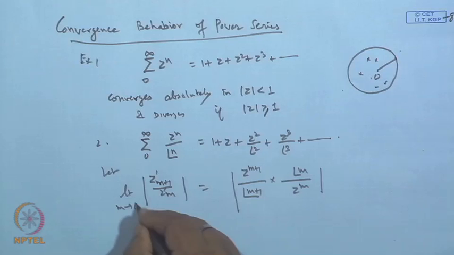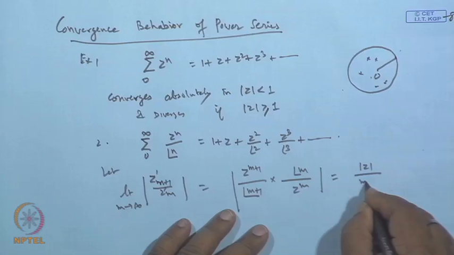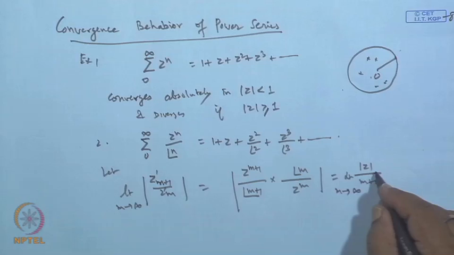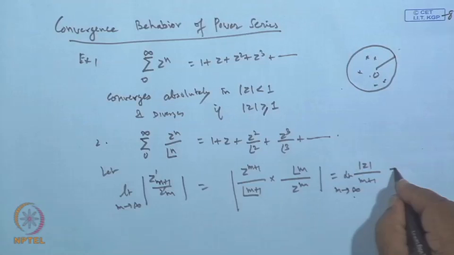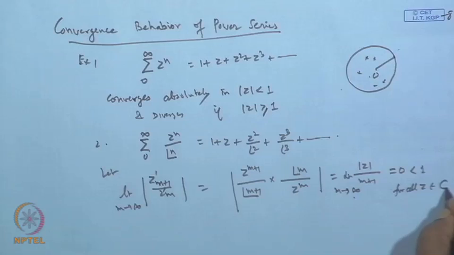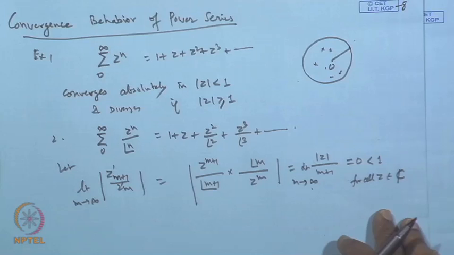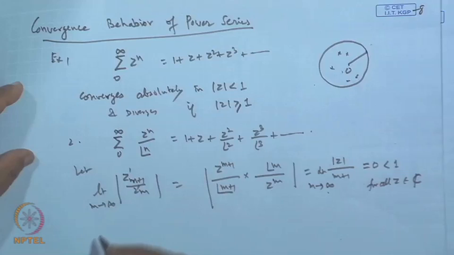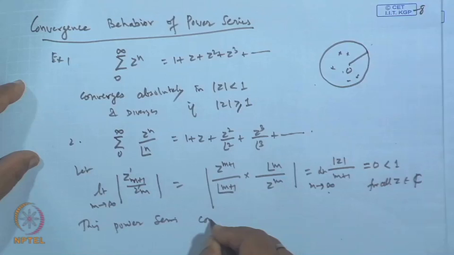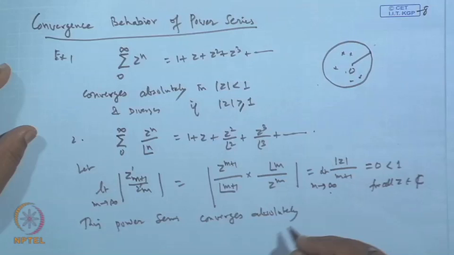Okay. Now, what happens to this? This is mod z over m plus 1, limit m tends to infinity. Now, whatever the z may be, once you fix z, it will have a finite value mod z. So, when m is sufficiently large, the value will be 0. So, it is always less than 1 for all z lying in the complex plane. It means the series is convergent for every point in the complex plane. So, we say this power series converges absolutely for every z in the complex plane C.